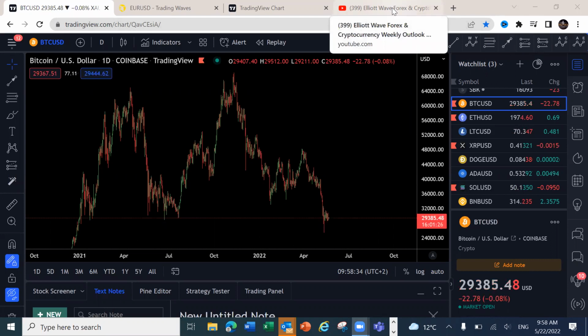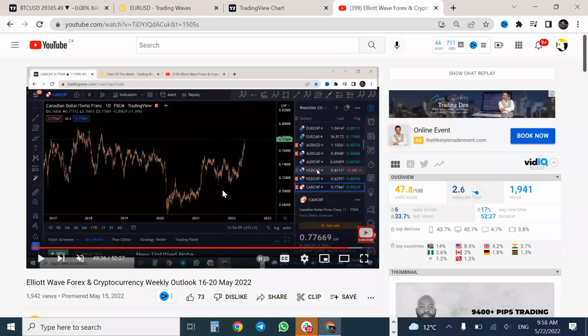All right, we're still seeing weakness across the cryptocurrencies, and we're still asking the question whether we are going to see the reversal anytime soon on the cryptocurrency.